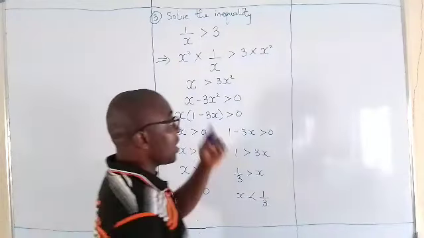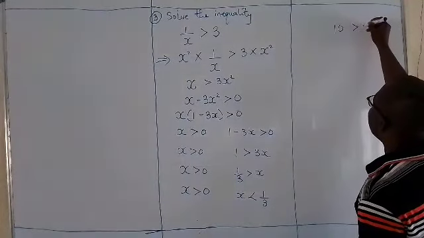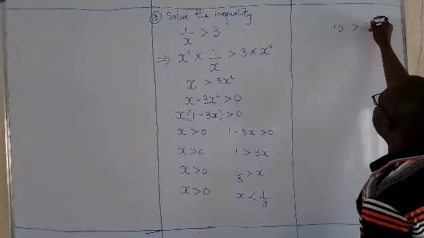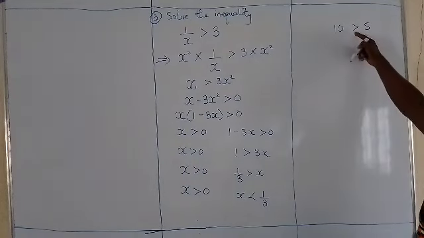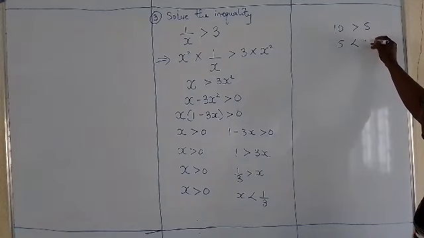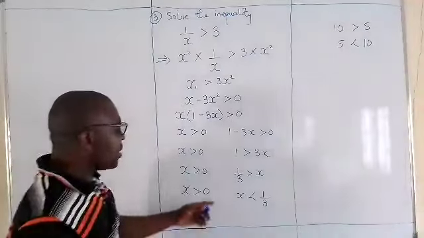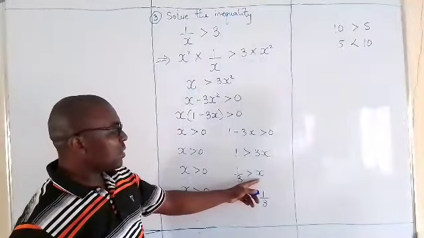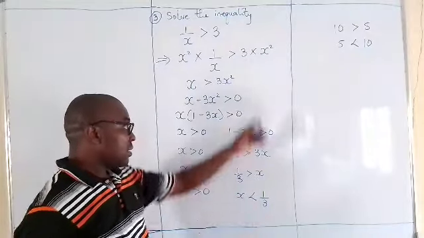Why is this so? If you look at a number like this, for example, 10 is greater than 5, if I express 5 first, this sign will change. So if I write 5, it will now be 5 is less than 10. It's the same thing here. What we are having here is 1 over 3 is greater than x. So if I express x first, the sign will change to less than.